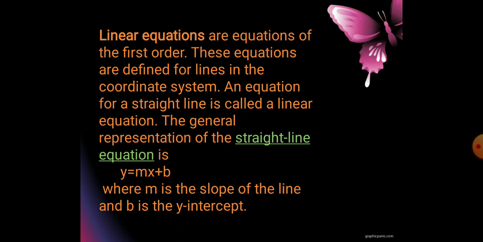The general representation of a straight line equation is y = mx + b, where m is the slope of the line and b is the y-intercept.